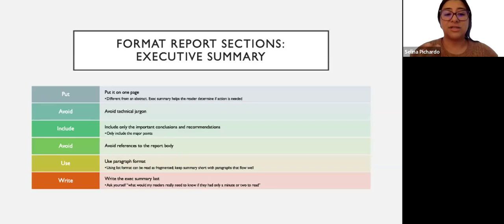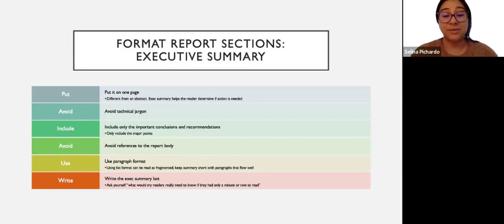Avoid references to the report body. That just helps cut out unnecessary language because the reader knows they have to read the report to review your findings. So it's just unnecessary language that you can cut out. Use paragraph format. Using a list format in an executive summary can be read as pragmatic. So you just want to keep the summary short with short paragraphs that flow well.